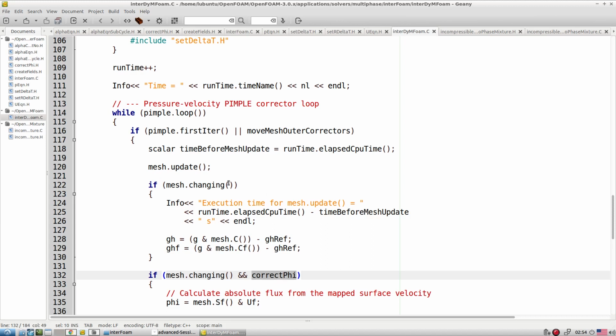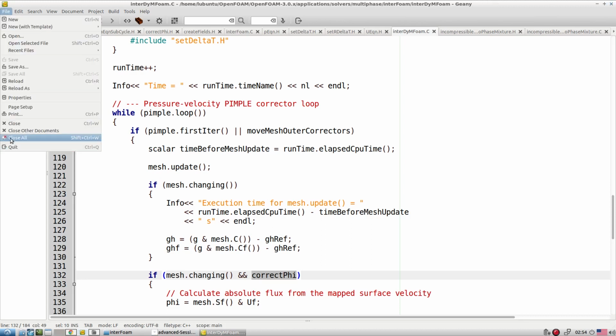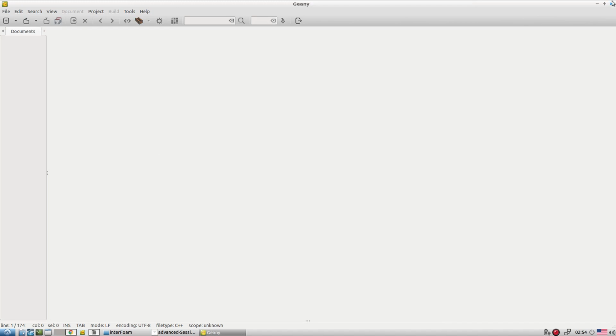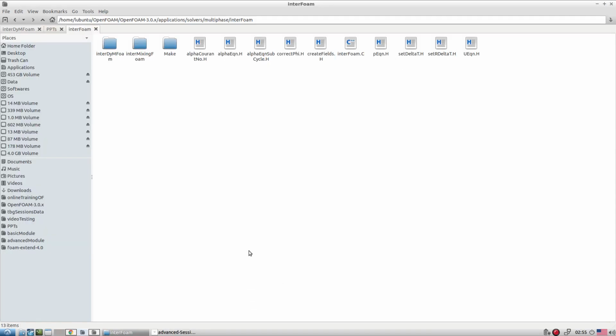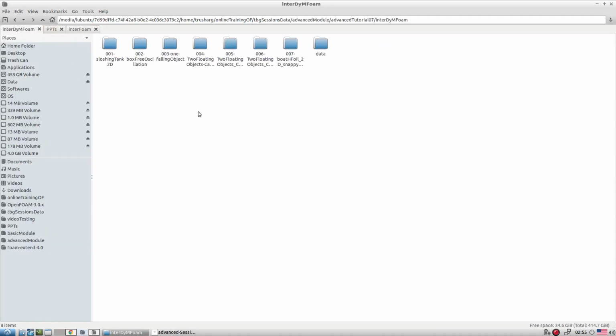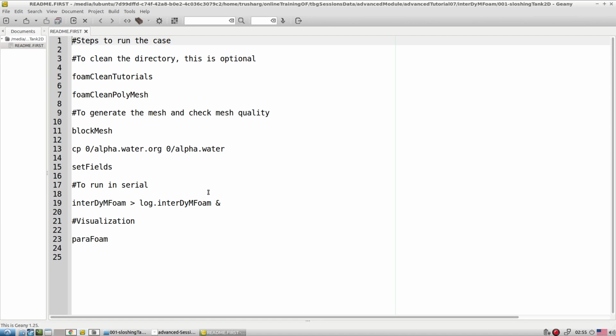So let's now look at a few tutorials and get an idea how exactly one can simulate a couple of very simple test cases based on not interFoam but the interDyMFoam mesh motion form. That is the idea behind this particular discussion. So here I am starting with a very simple 2D sloshing tank class of tutorials. For that, let's go to this area.